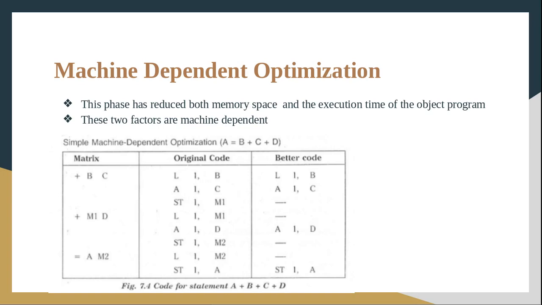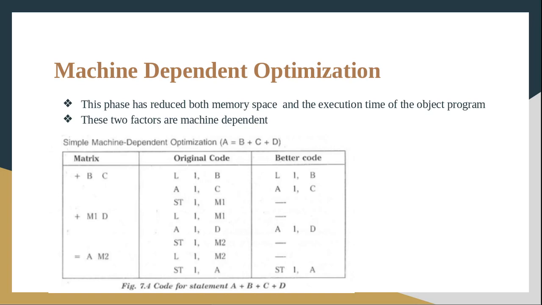So what am I going to do? I am going to skip the third and fourth statement. That means storing register 1 content into M1 and loading M1 to register 1 again. Instead of that, I am not going to store the addition result to any register or variable. Here I am directly going to take the content of register 1 and add it with D.